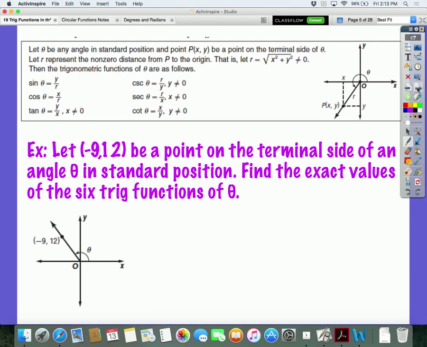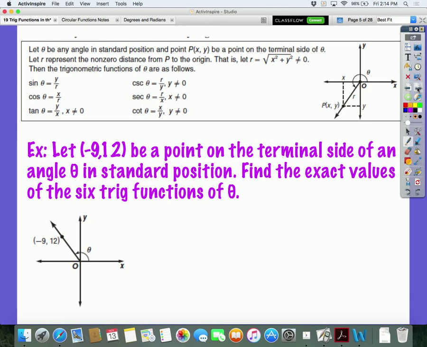So when you have this particular situation, sine is not opposite over hypotenuse. It is y over r. So whatever your y coordinate is, and whatever r is, after you find it by doing the square root of x squared plus y squared, that represents the ratio for sine of theta when an angle is in standard position. Cosine theta is x over r.